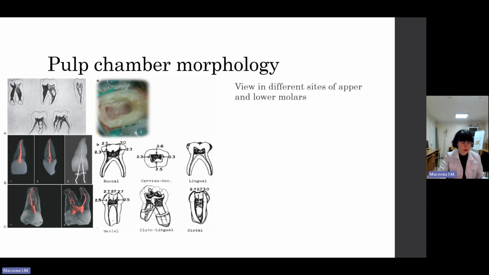Please put your attention on the slide. You can see the 3D modeling, you can see the scheme, and you can see the photo with the pulp chamber, the coronal part of the pulp chamber. There are two types of access you have to remember: coronal access and access to the root canal, through the root canal orifices.